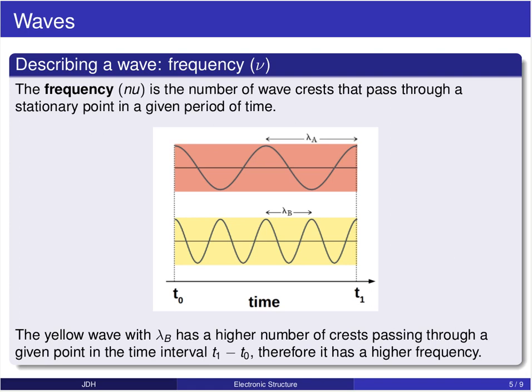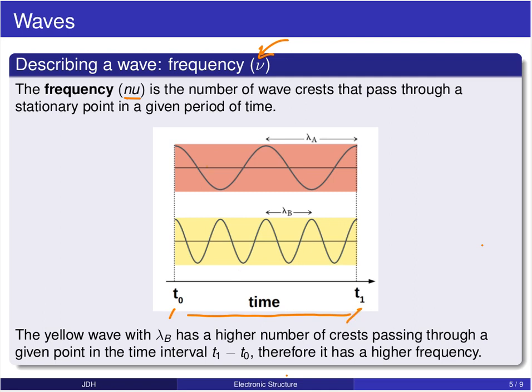Now there's going to be one more property that we are going to find very useful in a number of applications, which is frequency. Frequency is a little bit more challenging to understand, but it's not too bad. Basically, the frequency is defined as the number of wave crests that pass through a stationary point in a given period of time. We're oftentimes going to use this Greek letter nu, which I've written out here for you guys, to denote the frequency. So notice the axis now. The x-axis here is a time axis.